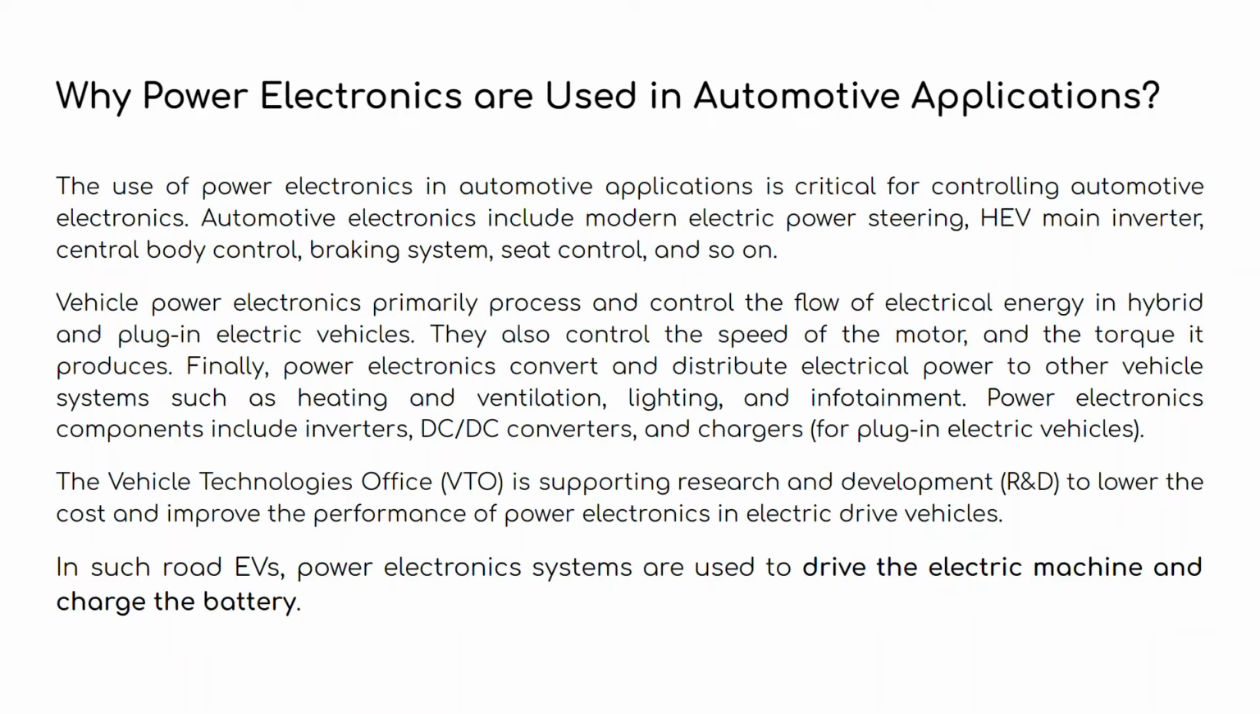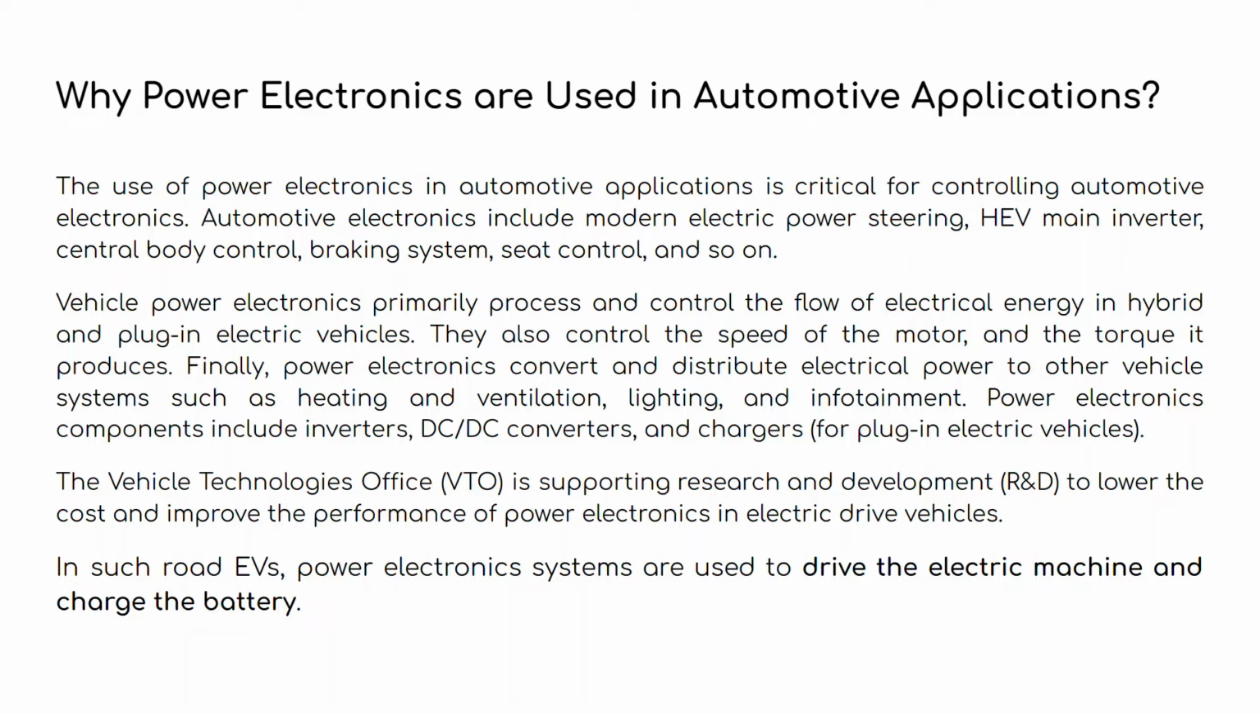So the next question we have is, why are power electronics used in automotive applications? The use of power electronics in automotive applications is critical for controlling automotive electronics. Automotive electronics include modern electric power steering, HEV, that is hybrid electric vehicle, main inverter, central body control, braking system, seat control, and so on.